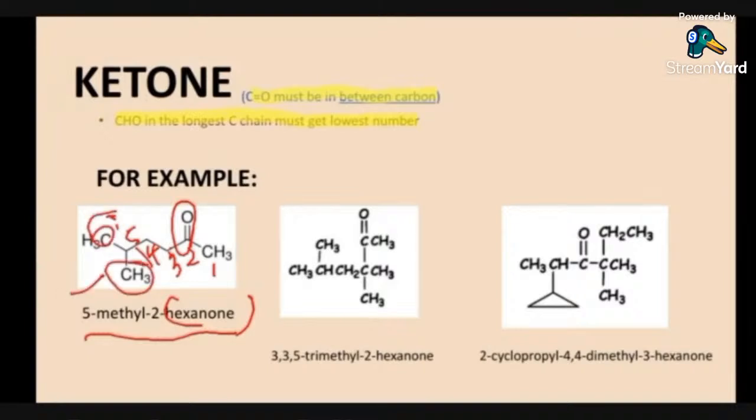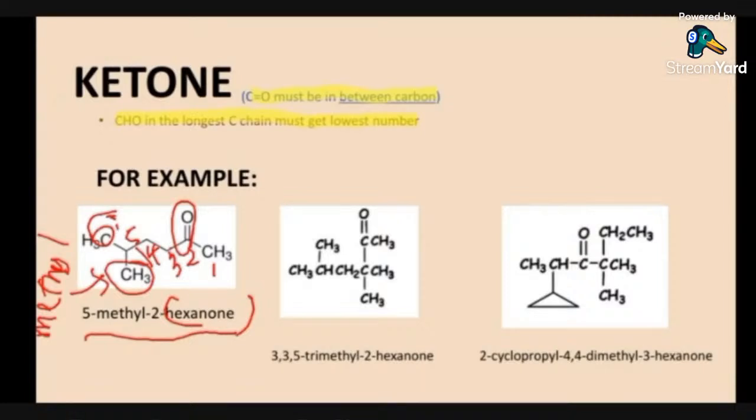And this is methyl. Methyl was at carbon number 5, and C double bond O was at carbon number 2, and the name will be 5-methyl-2-hexanone. We take a look at another example.